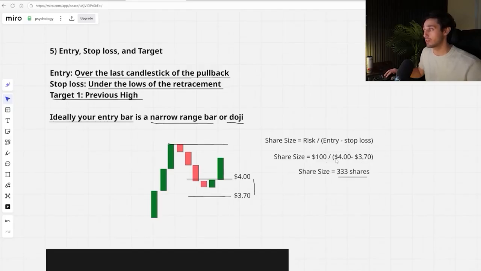Keep in mind, with having a 30-cent stop now versus a 10-cent stop before, our risk hasn't changed. What's changed is the amount of shares that we can get, so that if the trade does hit our stop loss, we're only going to lose $100. So we want smaller entry bars because we have a better R to R.